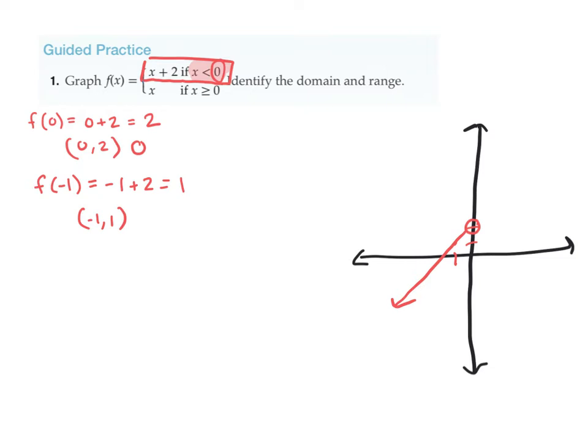Now we're ready to move on to our second part, to our second piece of this function. What number are we going to plug in first? 0. We plug in what it gives us. So what's f of 0? When we plug in 0 for x, what do we get? 0. So then what's our point? 0, 0. Is it an open circle or closed circle? Closed. So at 0, 0, we put a closed circle.